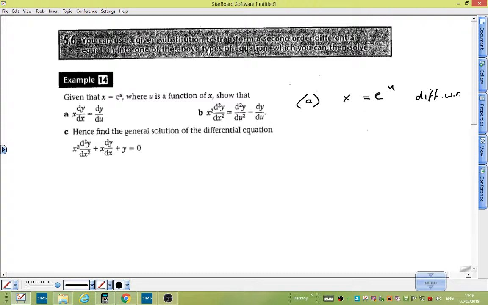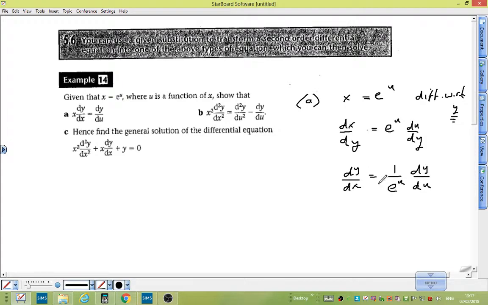with respect to y, and you end up with dx by dy is equal to e to the u times du by dy. Okay, I'm then going to reciprocalize this, and we end up with dy by dx is equal to 1 over e to the u dy by du.